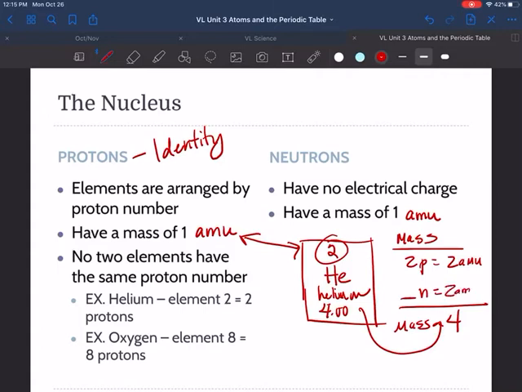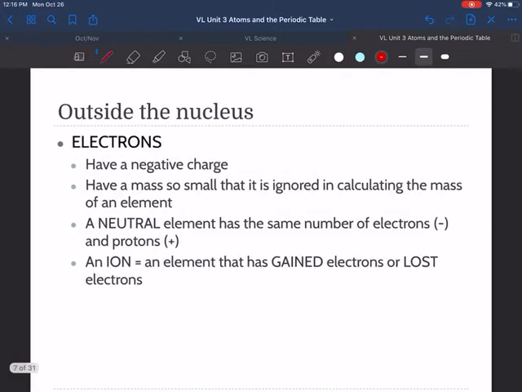I know I have to have 2 more atomic mass units. Well, helium has to have 2 neutrons in order to get to this mass of 4 on the periodic table. We'll do more with that in a minute.